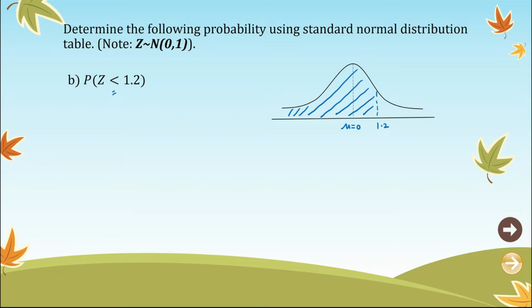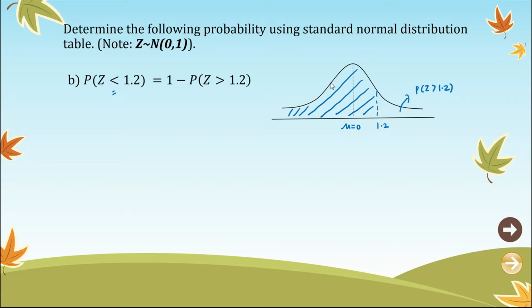Please remember, when we read at 1.2, we will get this area, the area greater than. So how can we get the shaded area? We can use 1 minus P(Z greater than 1.2), so that we can get the shaded area.